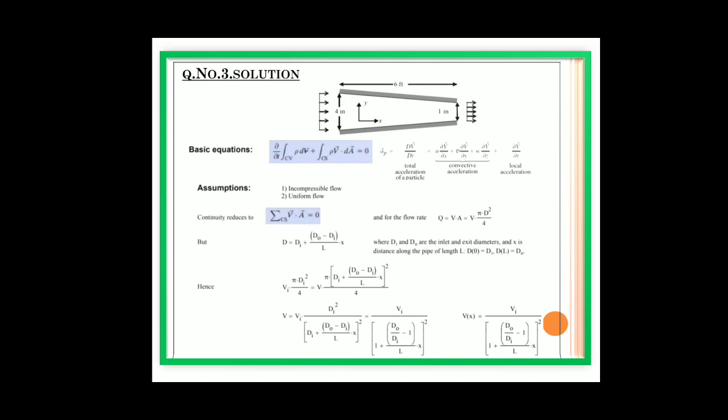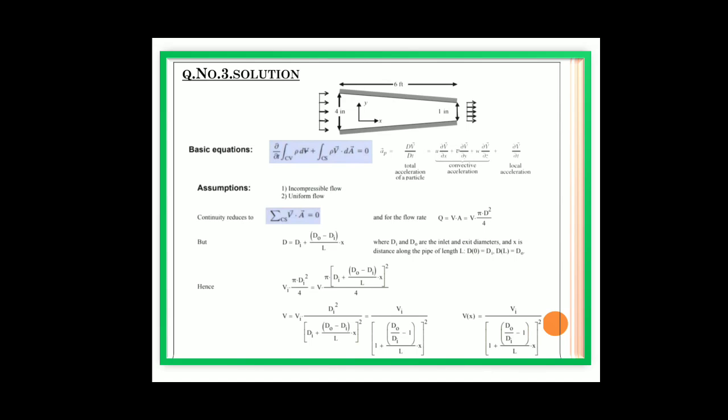but d equal to di, but we know the formula d equal to di plus (d naught minus di) by L into x, where di and d naught are the inlet and exit diameters, and x is the distance along the pipe of length L. At x equal to 0, d equal to di, and at x equal to L, d equal to d naught.